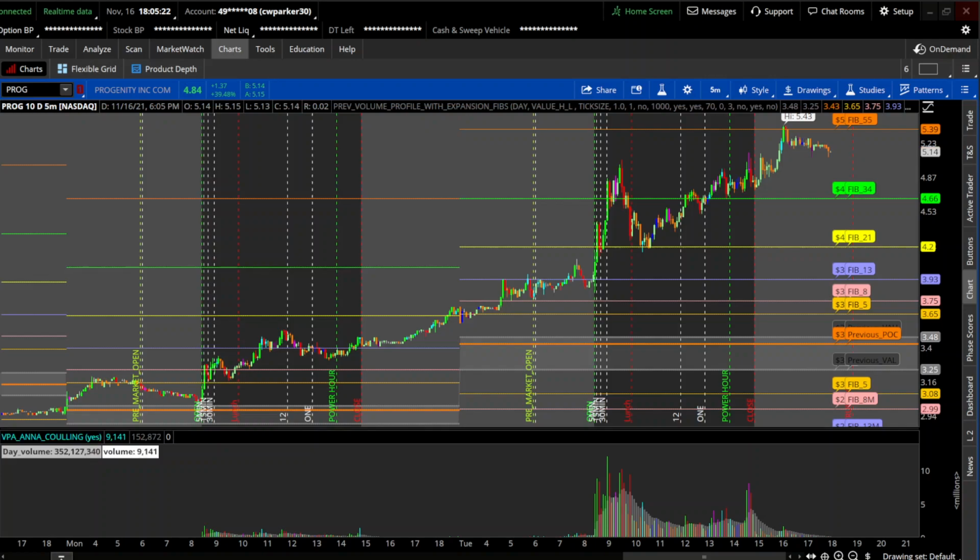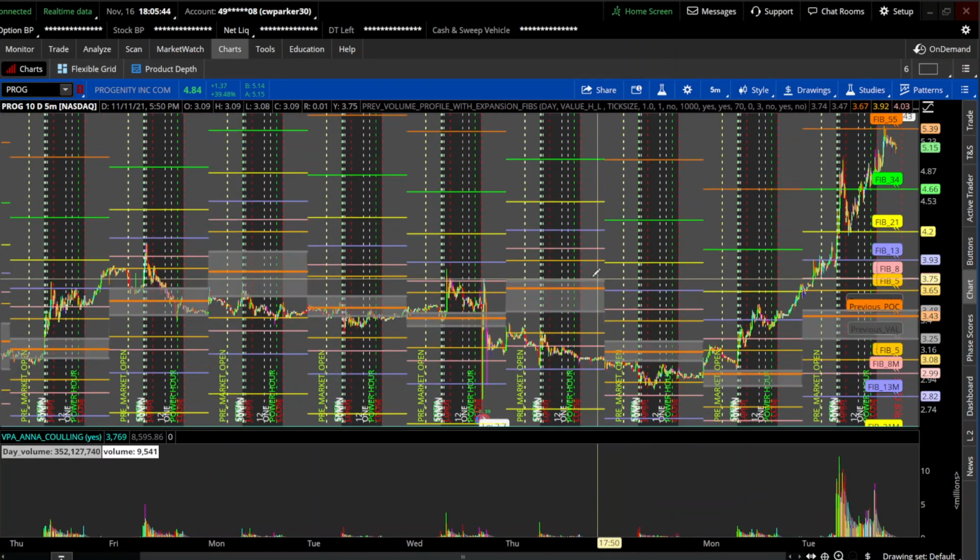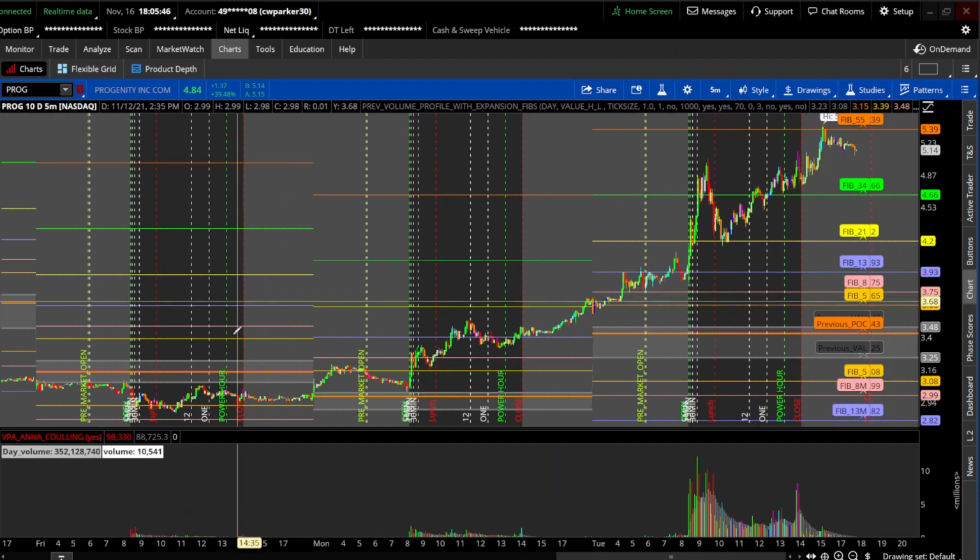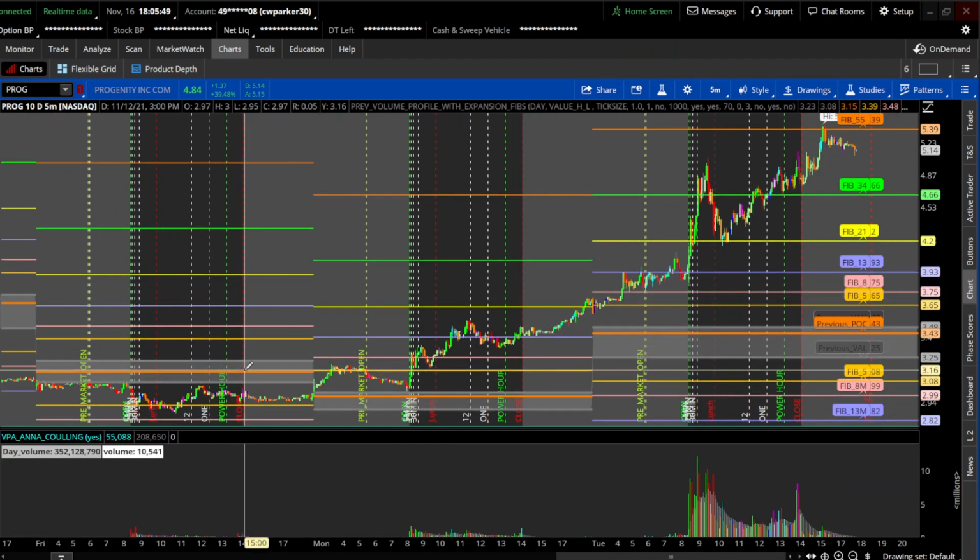Hey traders, this is Parker again, just doing a review or an overview of my previous volume profile with expansion fibs. Doing the stock PROG, and this is set on the daily. If you look right here, it really started running up yesterday, and it hit all those marks, because this shaded area is the value area high, value area low.